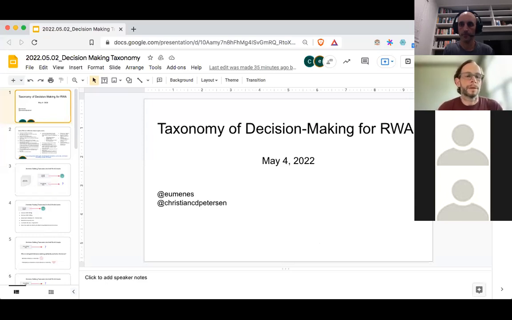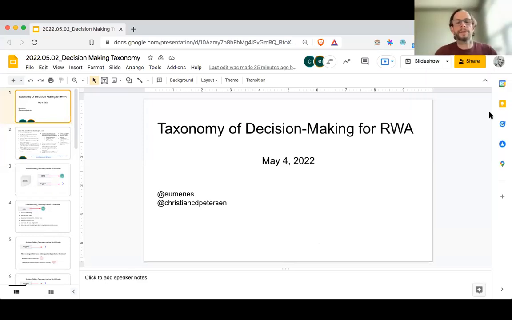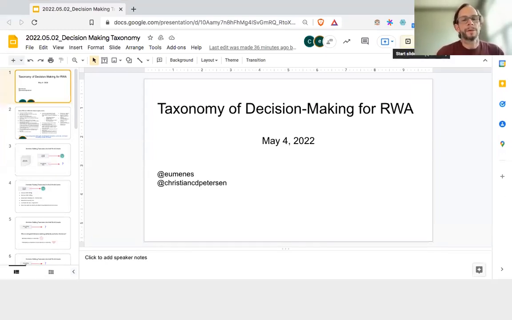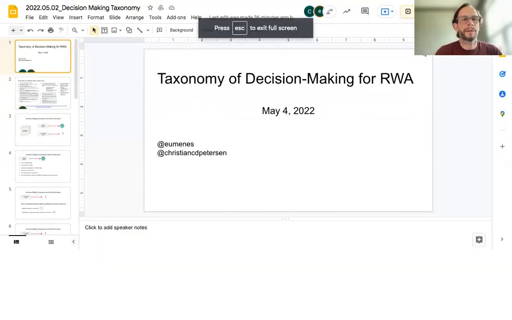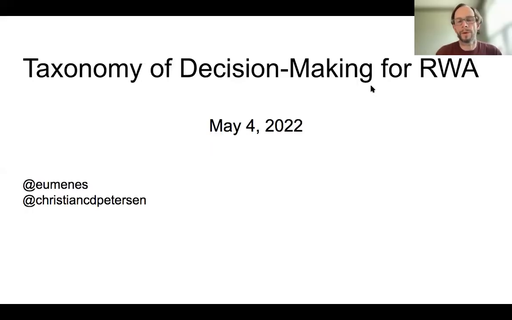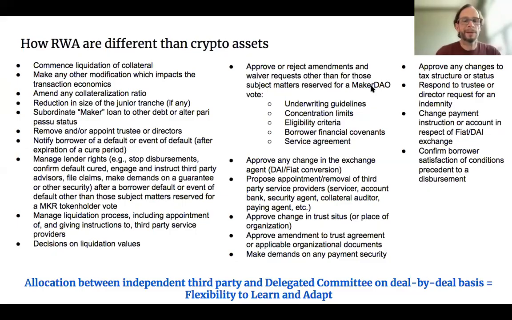Okay, so what we want to talk about today is the taxonomy of decision making for real world assets. You can go to the next slide, Will. So what are we talking about when we think about real world assets? Basically, what are those decisions that you find in a real world asset that you probably don't find in crypto?